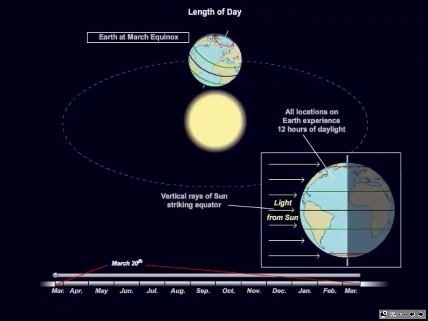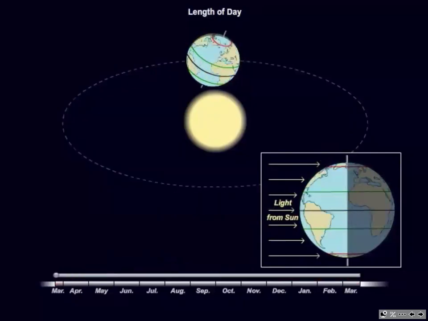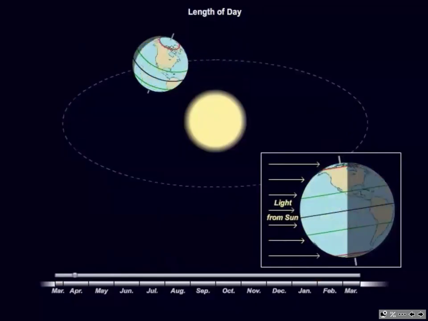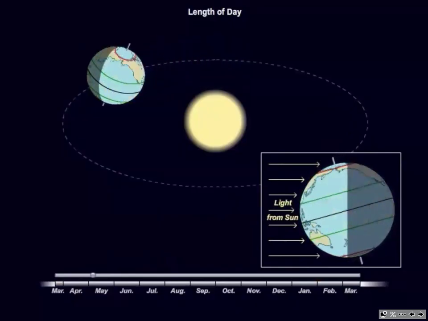Length of day. As you view the animation again, look for the changing patterns of daylight around the world. While the equator experiences equal lengths of day and night throughout the year, all other latitudes experience variations in day length. The location of the circle of illumination, the dividing line between day and night, determines the length of day at each latitude. On the March equinox, all locations on Earth experience equal day and night.